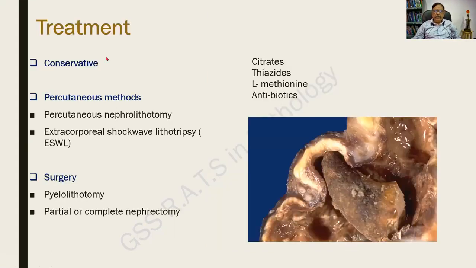The methods of treatment will be conservative. You try to treat them with drugs such as diuretics, thiazides, etc. Percutaneous treatment is nephrolithotomy. You try to break the stone. Or sometimes it is by means of a shock wave that I try to fragment the stones. Surgically also it can be treated by means of a pyelolithotomy, or in certain cases a partial nephrectomy can be performed because the stone is too large to be fragmented. So these are the methods of treatment: conservative, percutaneous and surgical.